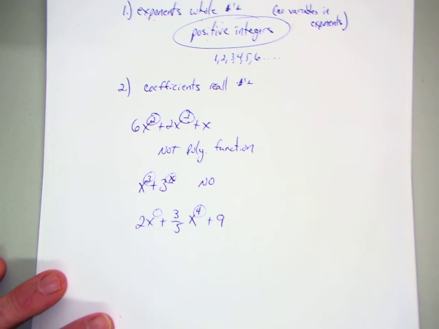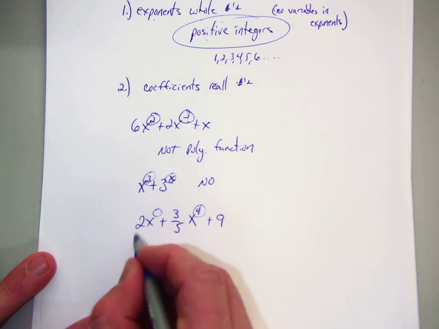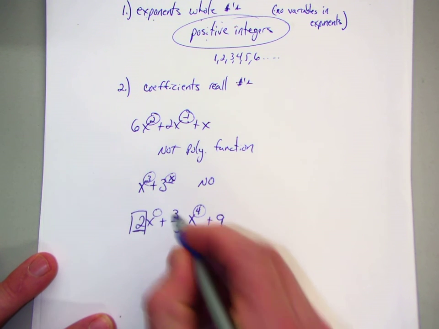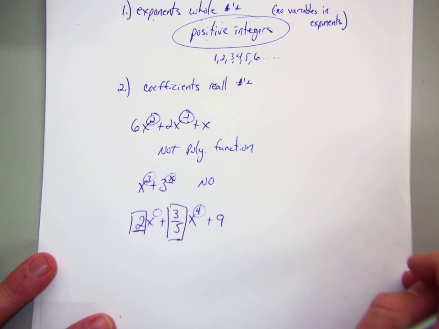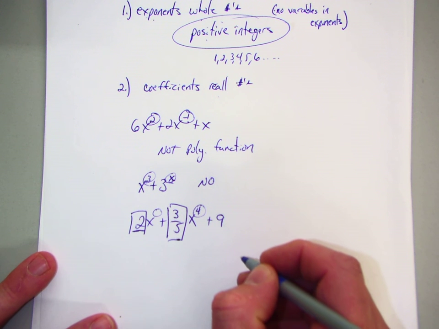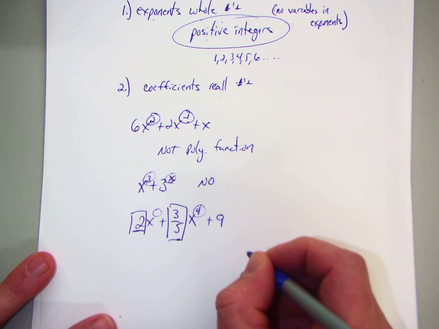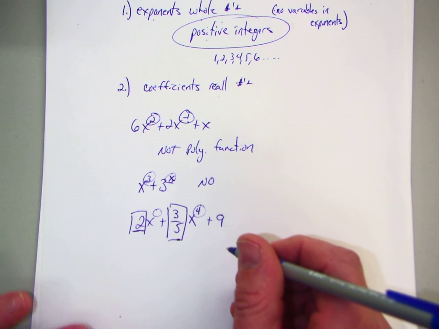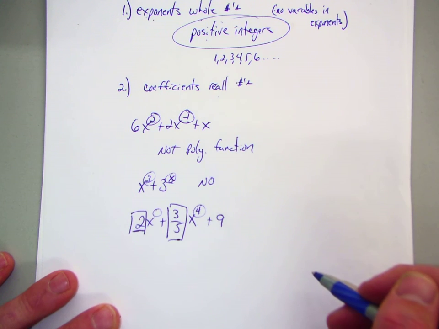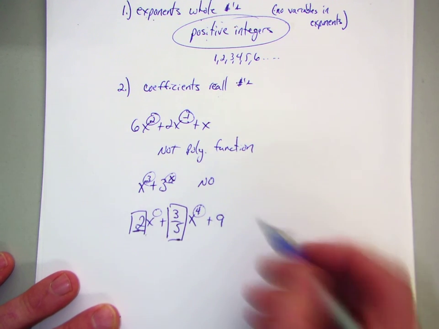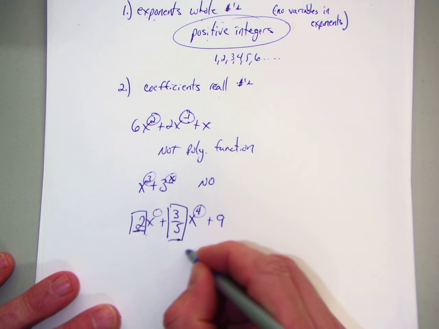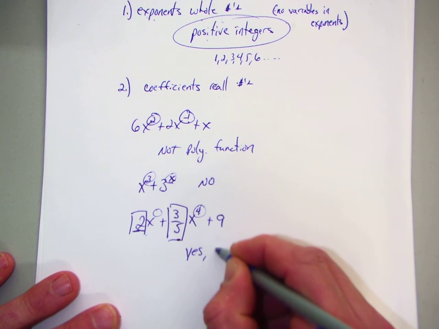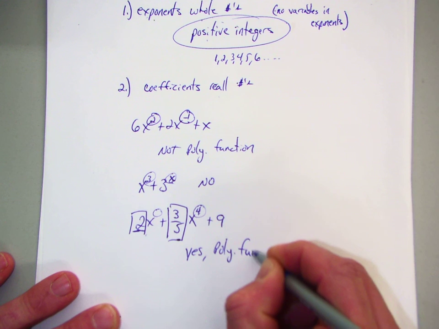Looking at the second test, are the coefficients 2 and 3/5 real numbers? Well, remember, everything's real except if you have a negative inside a radical. If you have a negative inside a radical, then it becomes imaginary or non-real. So anything other than that will be considered a real number. These are real numbers, so therefore it passes both parts. So yes, it is a polynomial function.